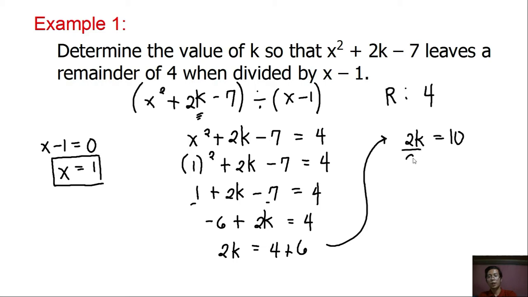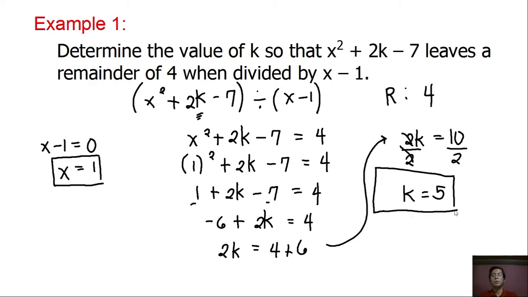Solve for k, so divide both sides by 2. K now equals 10 divided by 2 is equal to 5. Therefore, ang k value po natin is equal to 5. K must be equal to 5 para pag dinivide itong polynomial na to by x minus 1, ang remainder ay equal to 4. So, ganyan po mag-solve ng problems like this, na nawawala yung value ng k or a certain variable. Let's have another example.